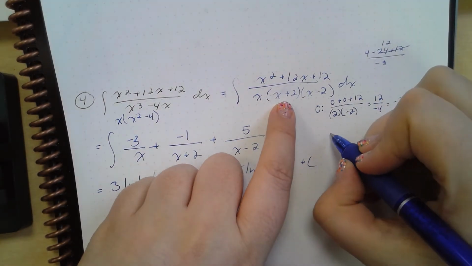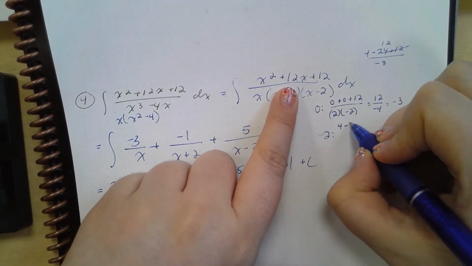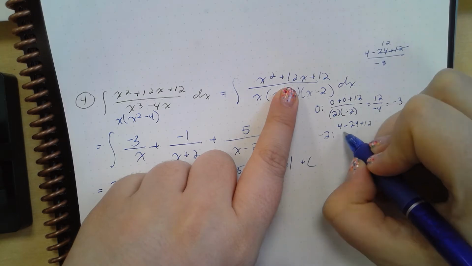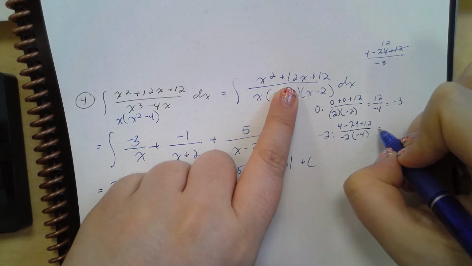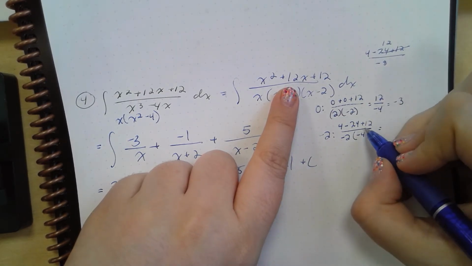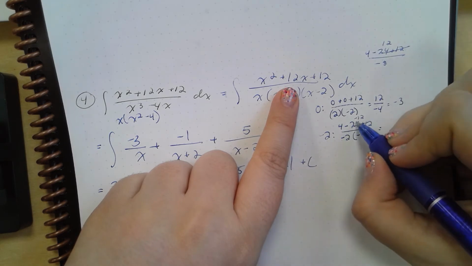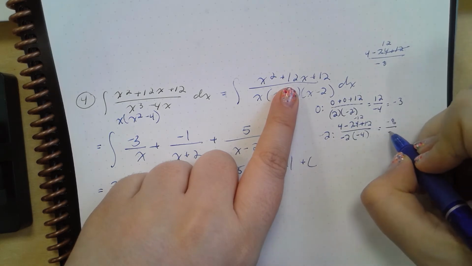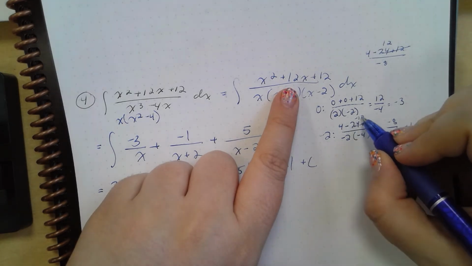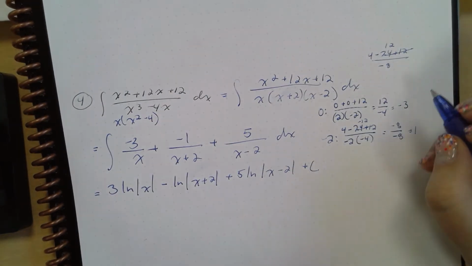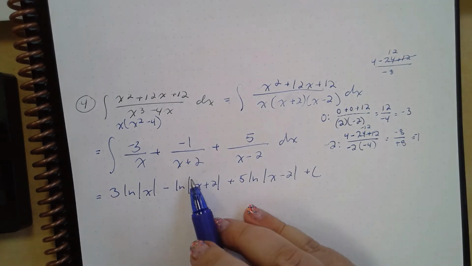What plus 2 is 0? It's negative 2. So I cover that. I'm going to get 4 minus 24 plus 12 over negative 2 times negative 4. That would be negative 12, and 4 minus 12 is negative 8 over negative 8, which just equals 1. Oh, wait. 4 minus, is that negative 1? It should be a negative 1. Oh, yeah, because this is positive. There we go. So I put negative 1 over x plus 2.